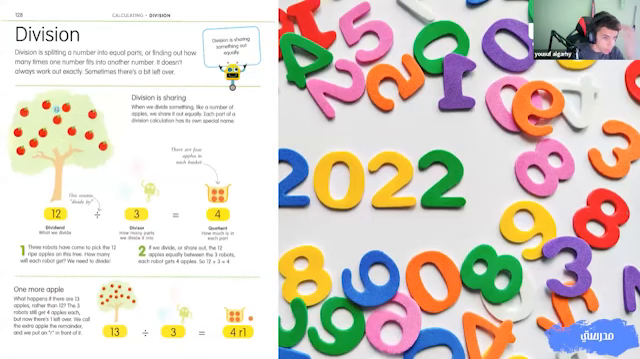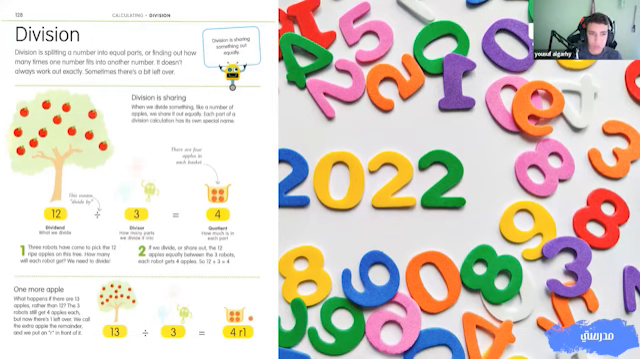All right, so the first thing we need to figure out is, what is division? Division is splitting any number into equal parts. Some numbers may not be able to be divided into equal parts, and some numbers will. But the main definition of division is splitting numbers into equal parts.